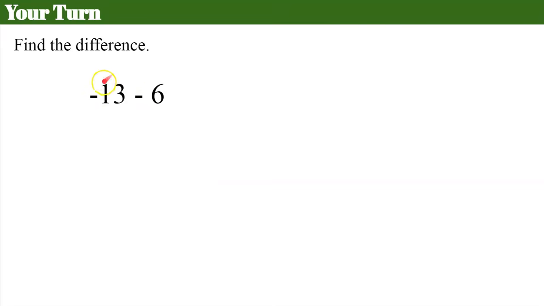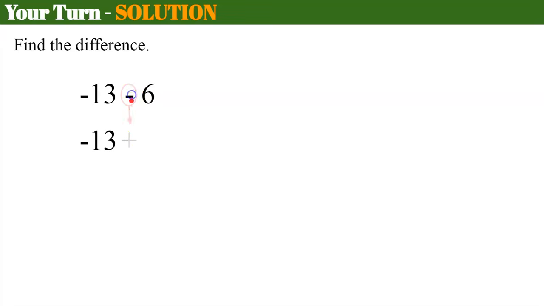Welcome back. So I'm going to keep my first value of -13, change subtract to add, and the opposite of 6 is -6. I'm adding two integers with the same sign. They're both negative, so I know that my answer will be negative, and 13 plus 6 is 19, so -19. Remember, when you're adding and both values have the same sign, you add and keep the sign.